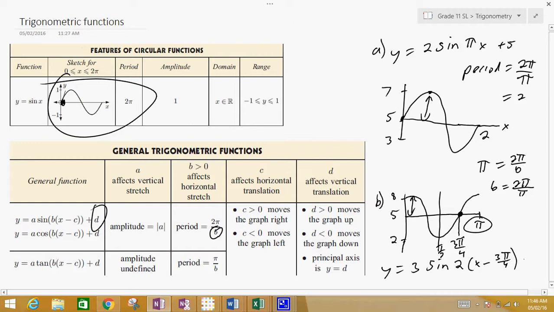And last but not least, let's figure out what our d value is, how much it is shifted up or down. Well, it was at 0 and now it's at 5. So plus 5.